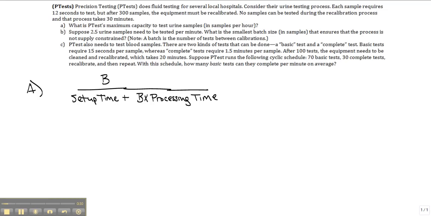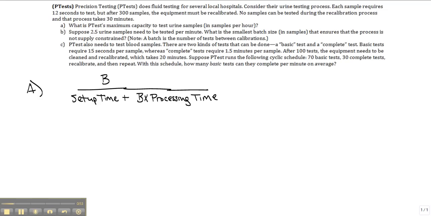The problem states that the recalibration process, which for PTests is equivalent to a setup time since it's a period of time in which no test can be performed, must take place every 300 samples. The 300 samples is therefore the batch size to use in this problem. Finally, we know that each sample requires 12 seconds or 0.2 minutes to complete.